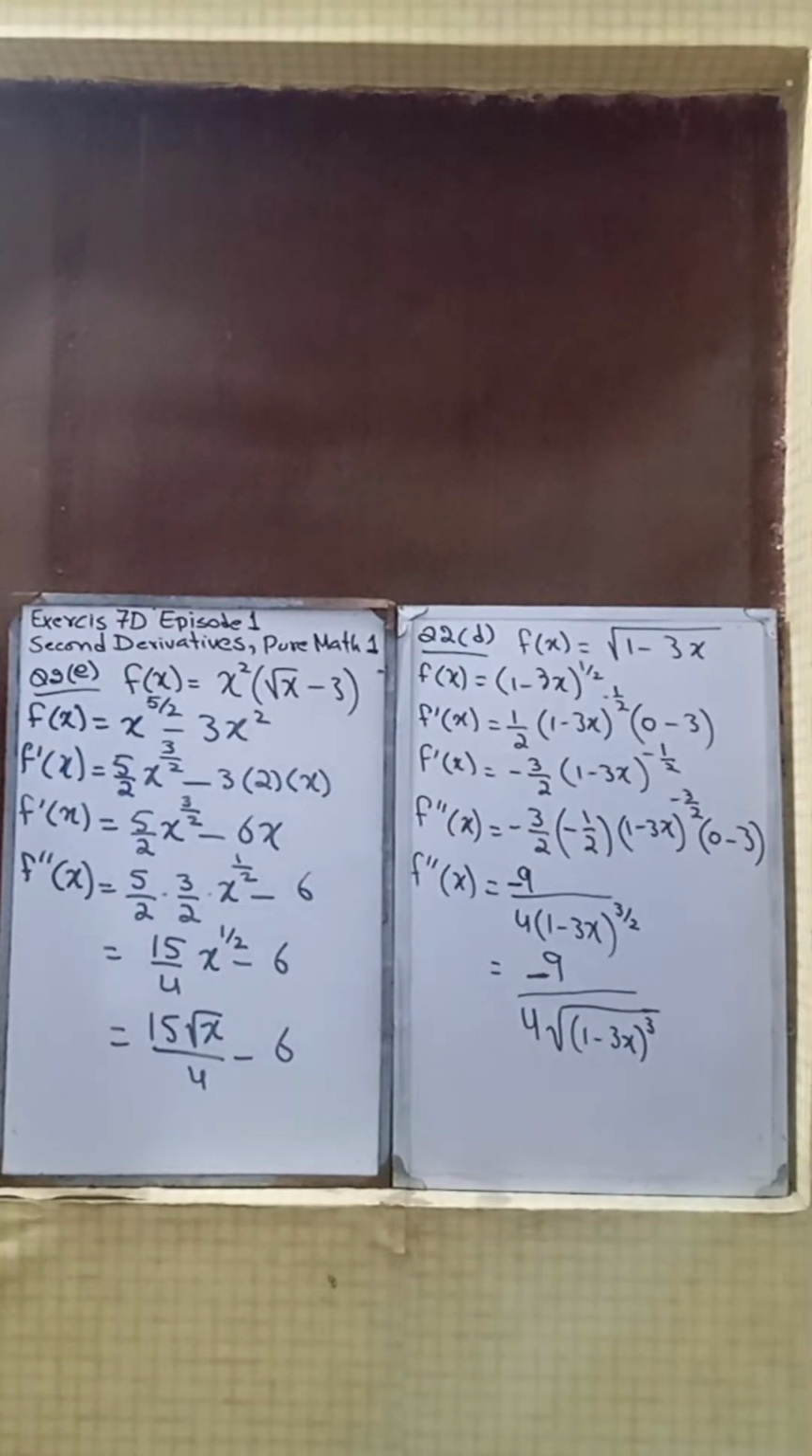This is exercise 7D, episode 1 we are doing. This is pure mathematics 1. The topic is second derivatives. The main topic is differentiation of paper 1, pure maths 1. We are working on the course book. We are solving the course book.